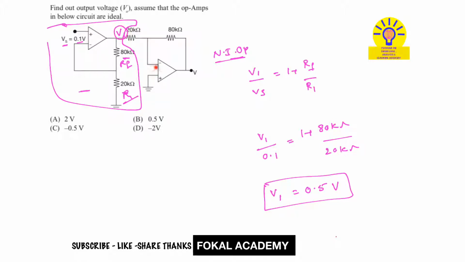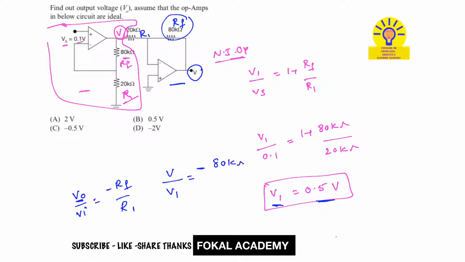Here this V1 is given to the inverting terminal, so this is the inverting op-amp. In this circuit this is Rf and this is R1, and this acts as the input voltage for the inverting op-amp. For the inverting op-amp, output by input equals minus Rf by R1. Here the output is V, so V by V1 equals minus of Rf, 80 kilo ohms, divided by R1, 20 kilo ohms.